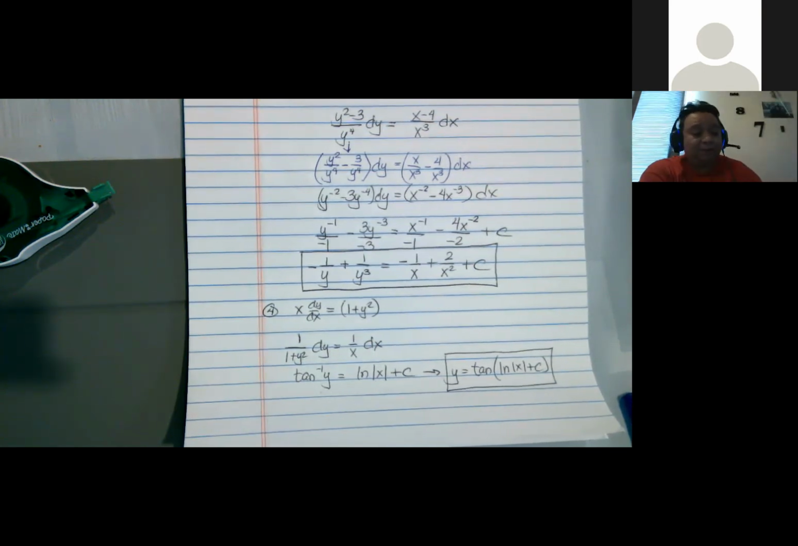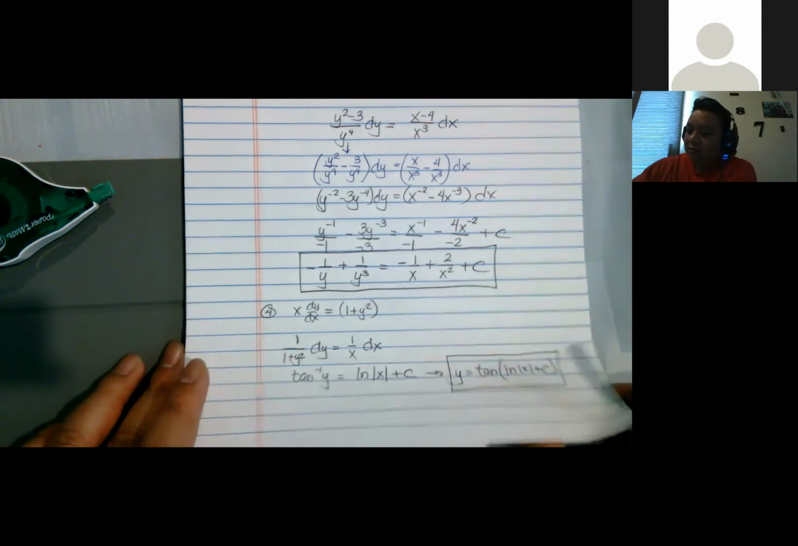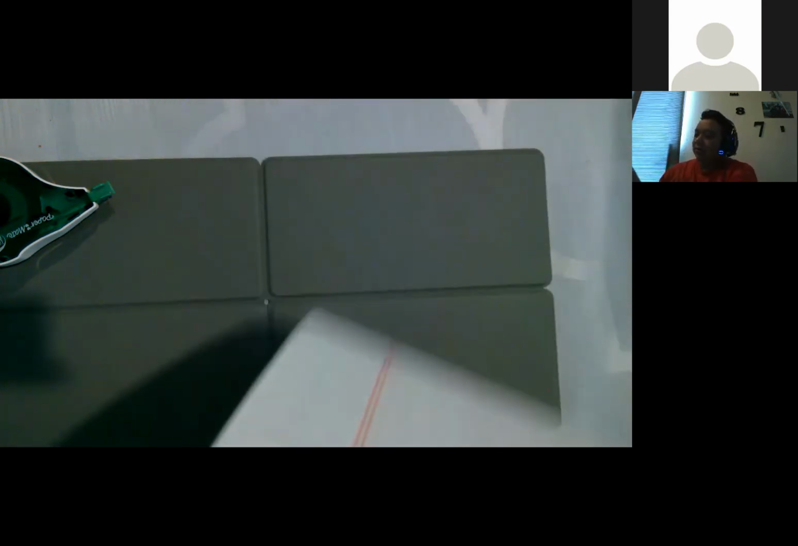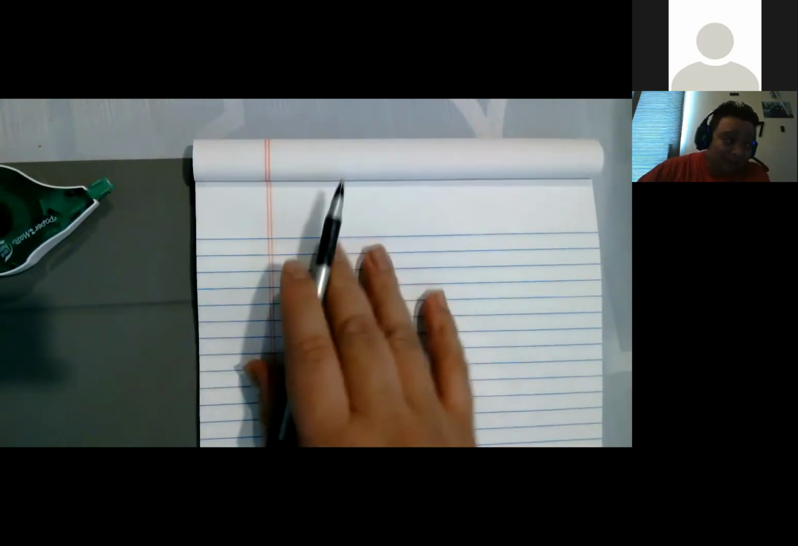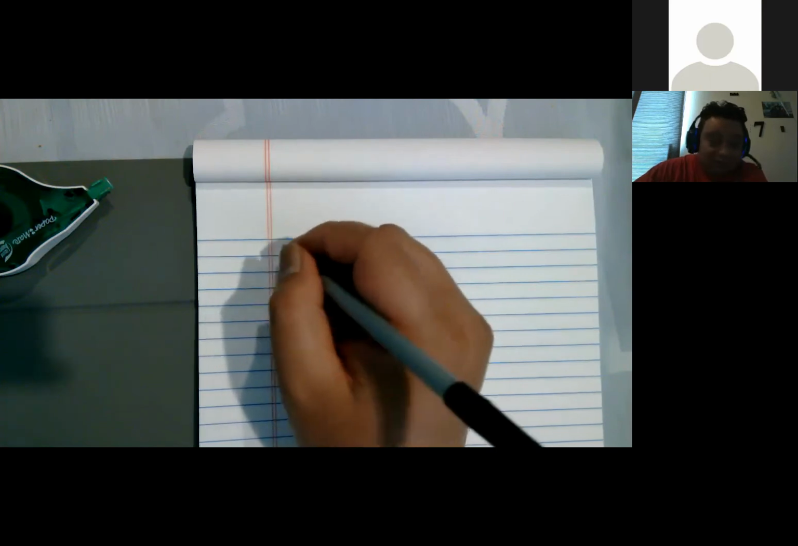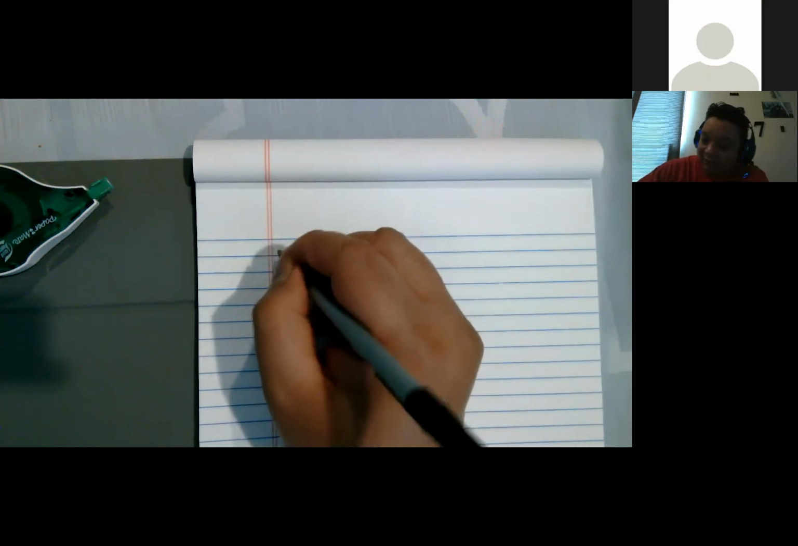Okay, let's do another one. I'm not going to say anything as far as the algebra is concerned on this one. I want you to separate the variables, because it's sort of in a weird notation.